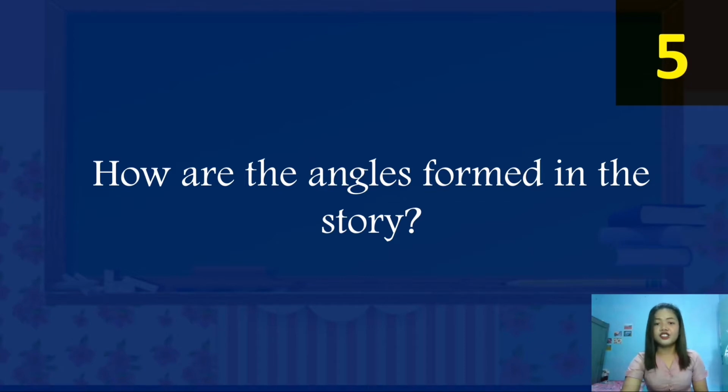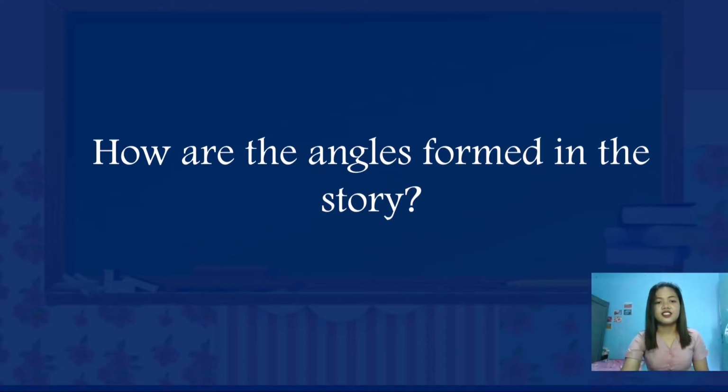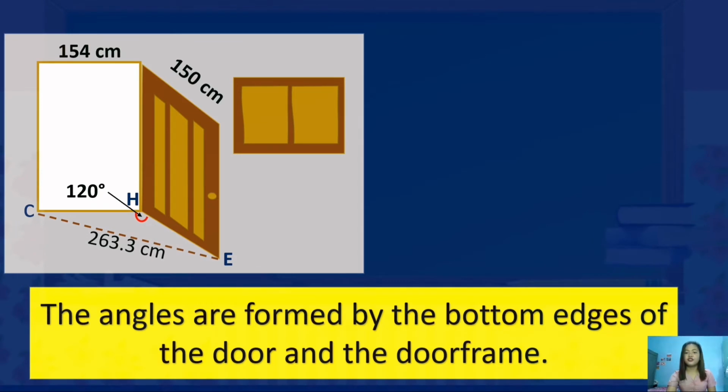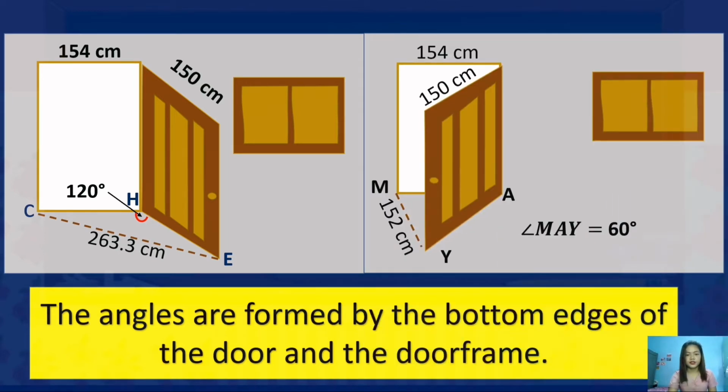How are the angles formed in the story? So medyo mahirap na ang katanungan. The angles formed by the bottom edges of the door and the door frame. So kung makikita ninyo, yung bottom edges ng door frame at ng door ang siyang nag-create ng angle. So we have two angles formed here.